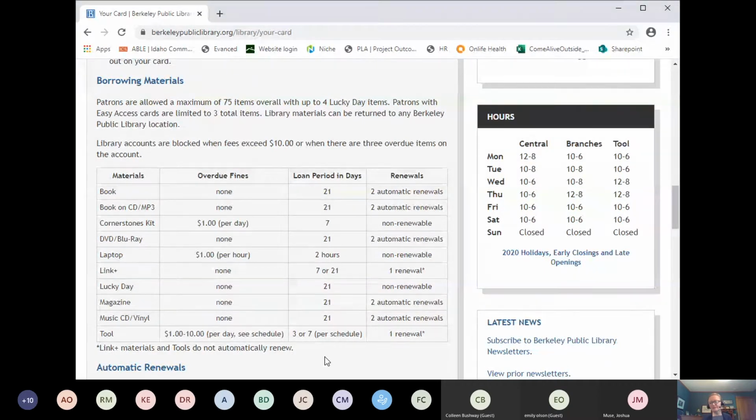So particularly the fine part where there's money involved, but also depending on people's circumstances, it might be hard for them to get into the library and return their books, or get in and ask for a renewal, or go online and renew their books. So I just wanted to talk briefly about the fine issue, because I think it's changing.